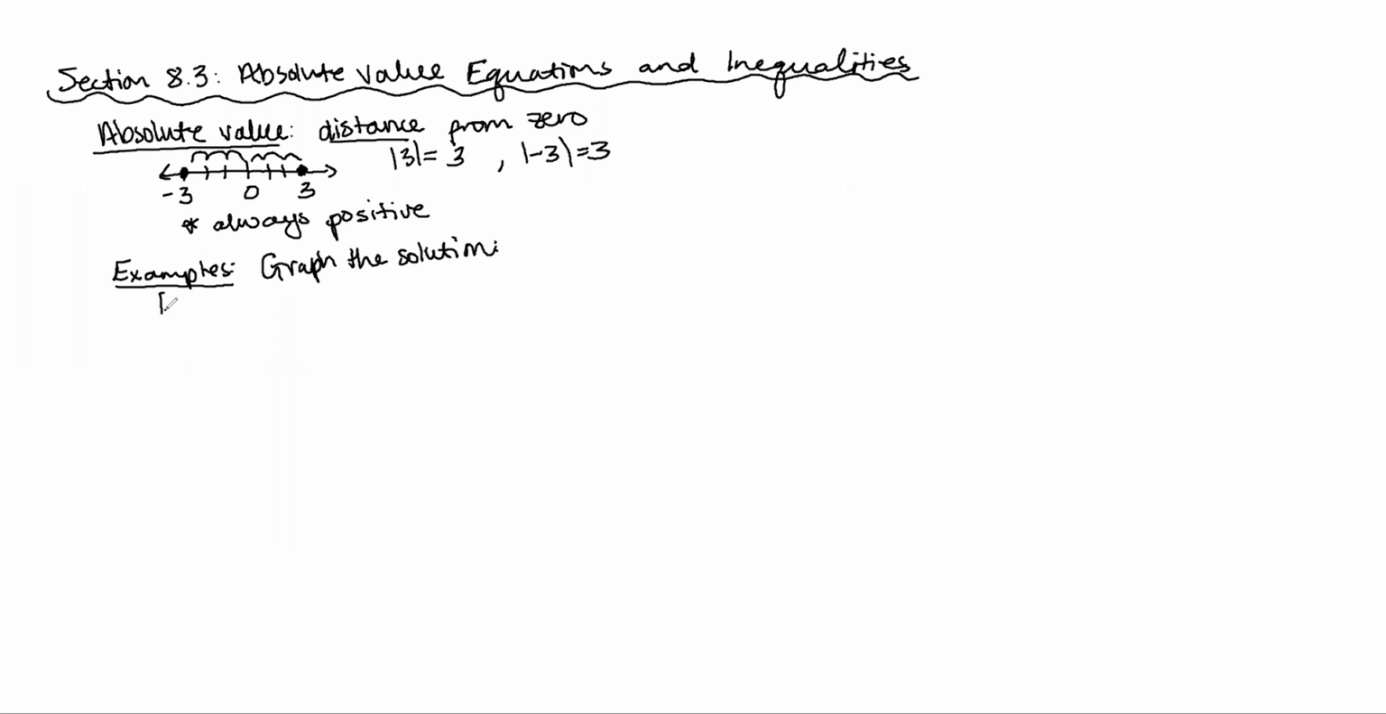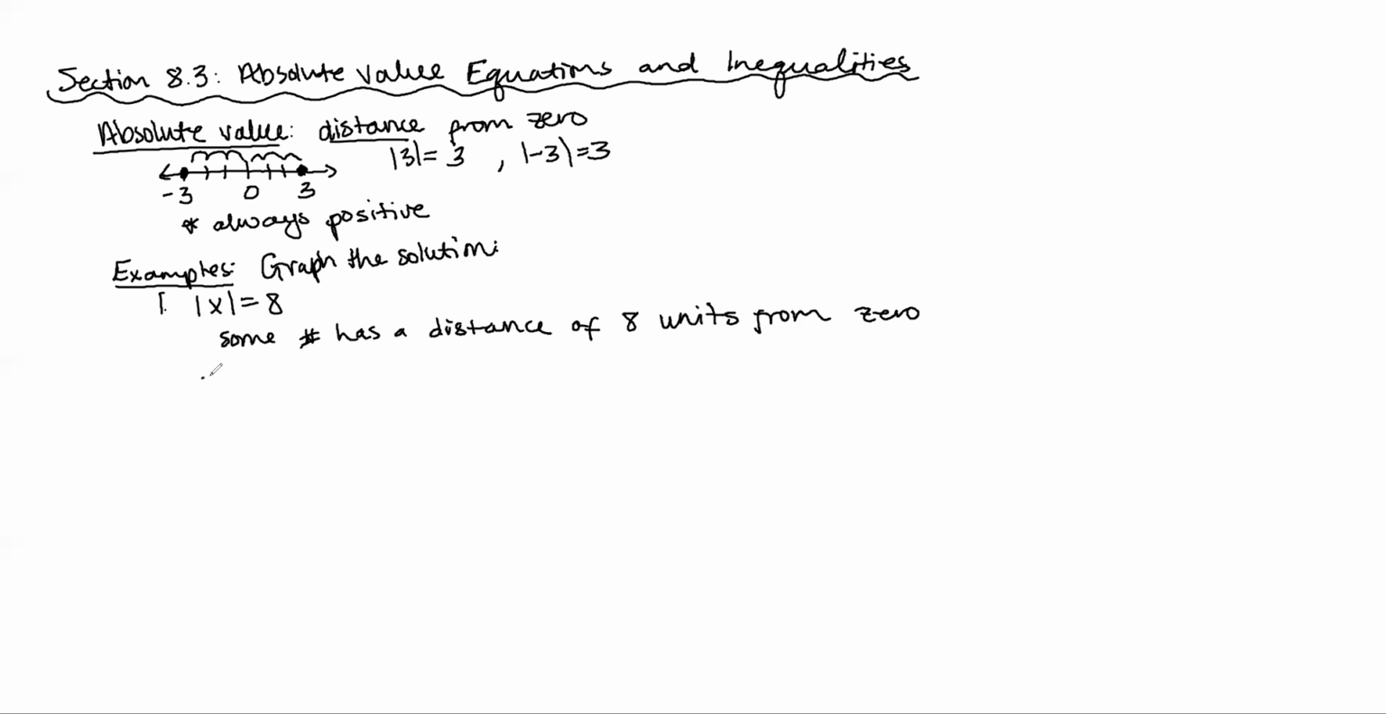And so number 1 here, we're given the absolute value of x is equal to 8. And so what this is saying is that some number has a distance of 8 units from 0. Because if we take a look at this expression here, absolute value is distance. So the distance for some number from 0 is 8 units.